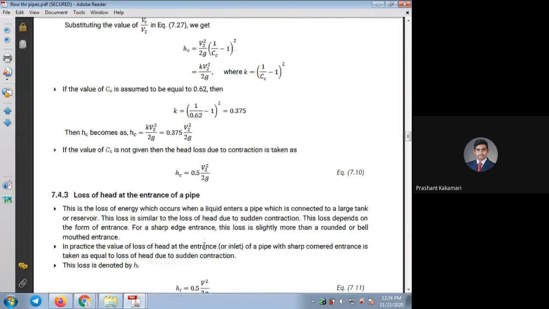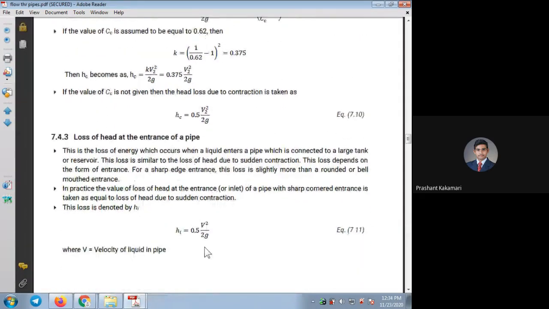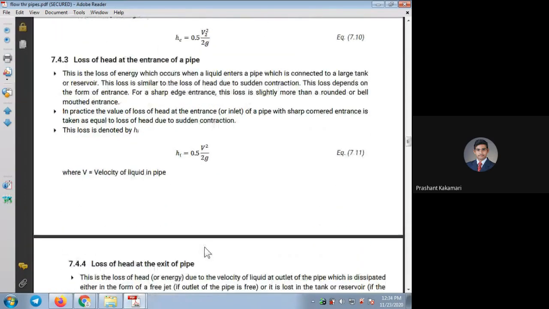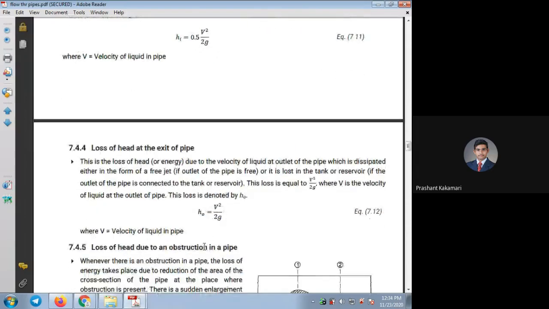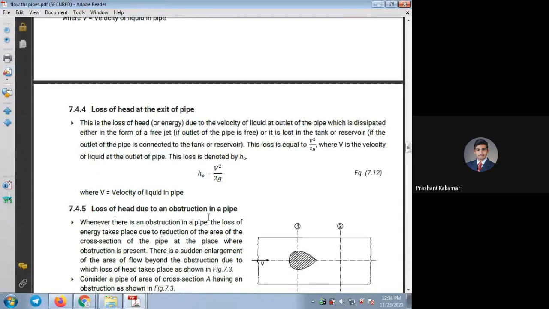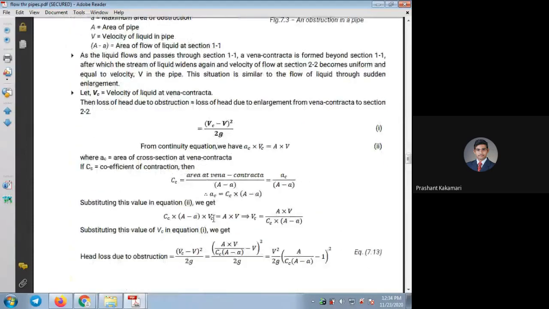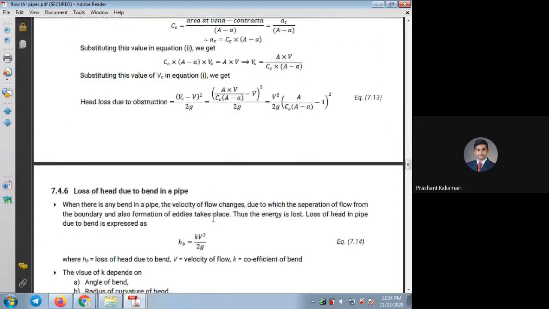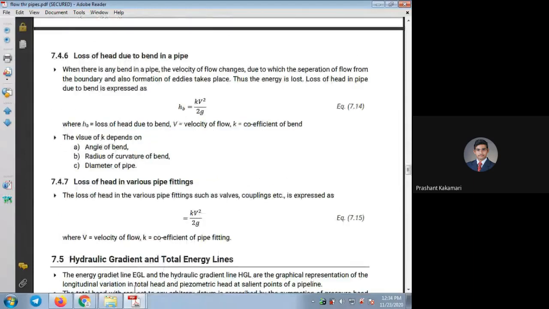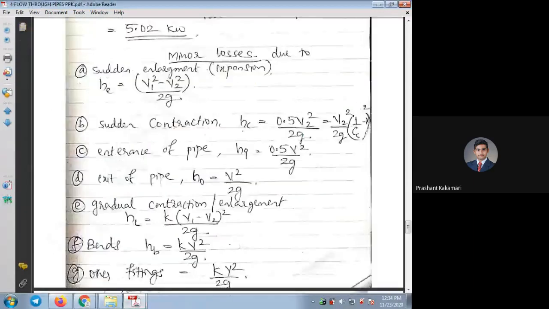I think the gradual changes are not given here. Entrance of the pipe, exit of the pipe, due to obstruction in the pipe. Okay, here it is not given. You can just remember these equations.